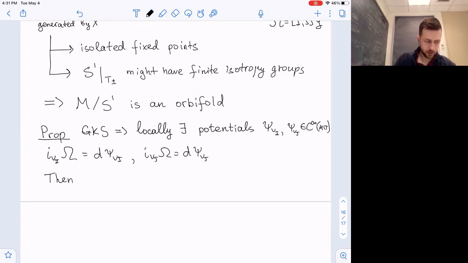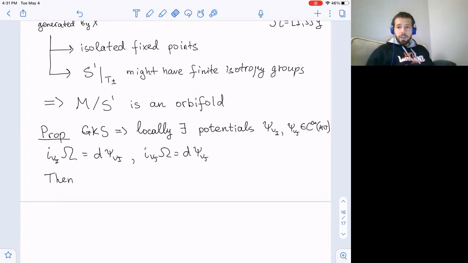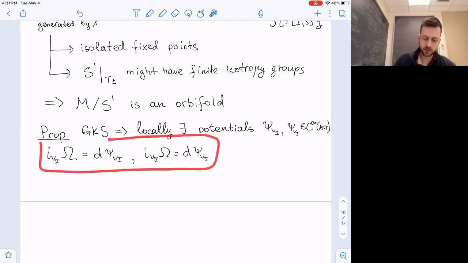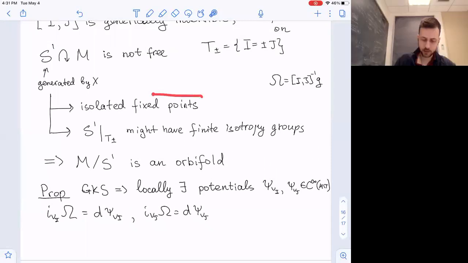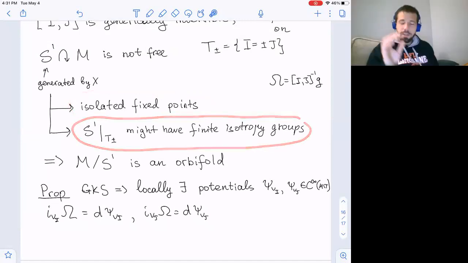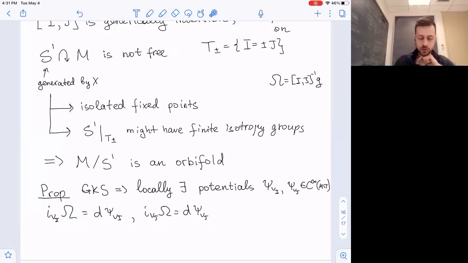Sorry, Yuri, are the conditions on the action assumptions, or can you prove that from the generalized Kähler soliton? No, the conditions on the S1 action. You do not need soliton equations for this. It's true in general, as long as you have this Gibbons-Hawking ansatz. The Gibbons-Hawking ansatz essentially tells you that you have an S1 action which preserves g, I, and J.